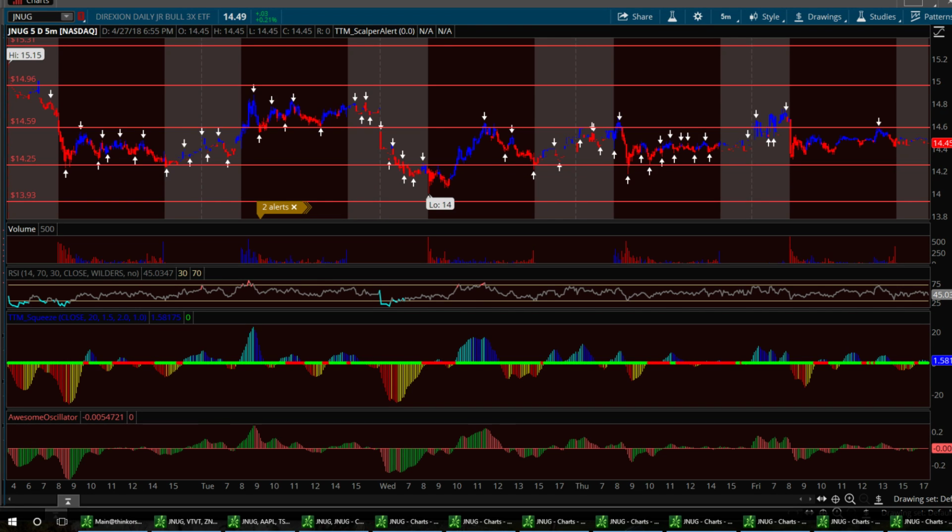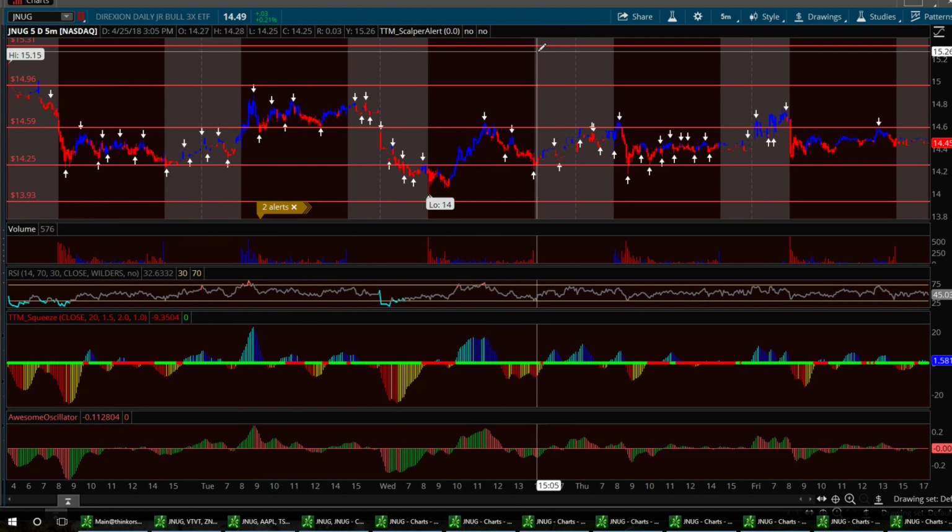The red and blue histogram indicates momentum. If above the zero line momentum is increasing, the histogram will light up light blue, and if momentum is decreasing, it will light up dark blue. Inversely, the histogram will paint yellow and red to portray decreasing or increasing momentum below the zero line. So we're talking about the green and red dots, the light blue to the dark blue, and then we have the red into the yellow, which is increasing momentum.